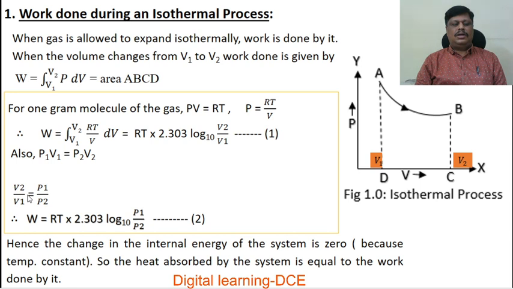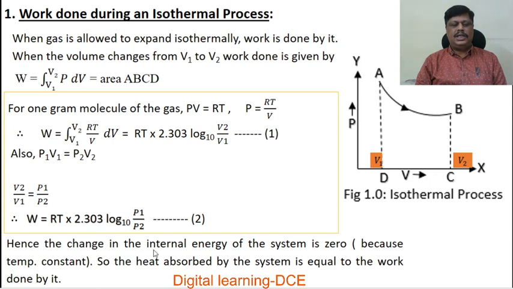Substituting for V2 by V1 in this equation, we get work done is equal to RT into 2.303 log base 10 of, for V2 by V1, we can write P1 by P2. So the first is the expression for work done during an isothermal process in terms of volume, and this is the equation for work done during an isothermal process in terms of pressure.